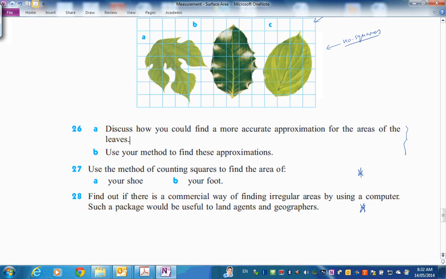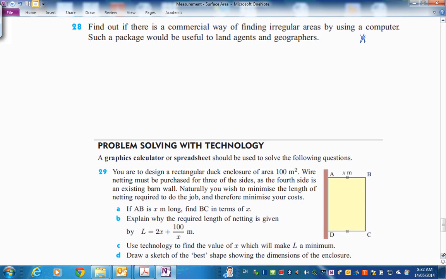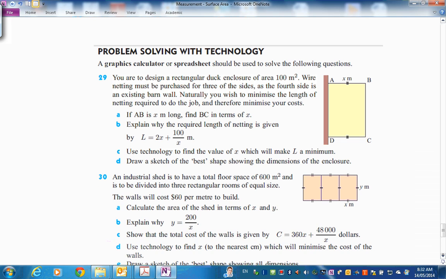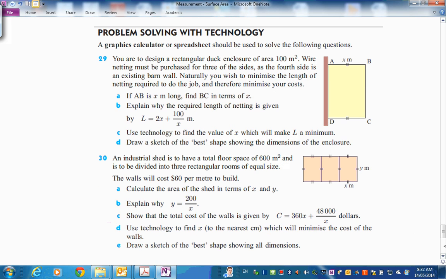Okay, let's go down and do the last little bit, which is a technology thing. Here's some problem solving with technology. Okay, so this is the design problem, rectangular duck enclosure of area 100 square metres. And what you've got to do is make up a formula now. So this is a little bit different. I want you to try and follow the instructions here. And what we're going to do is to graph it with a graphics display calculator using technology.